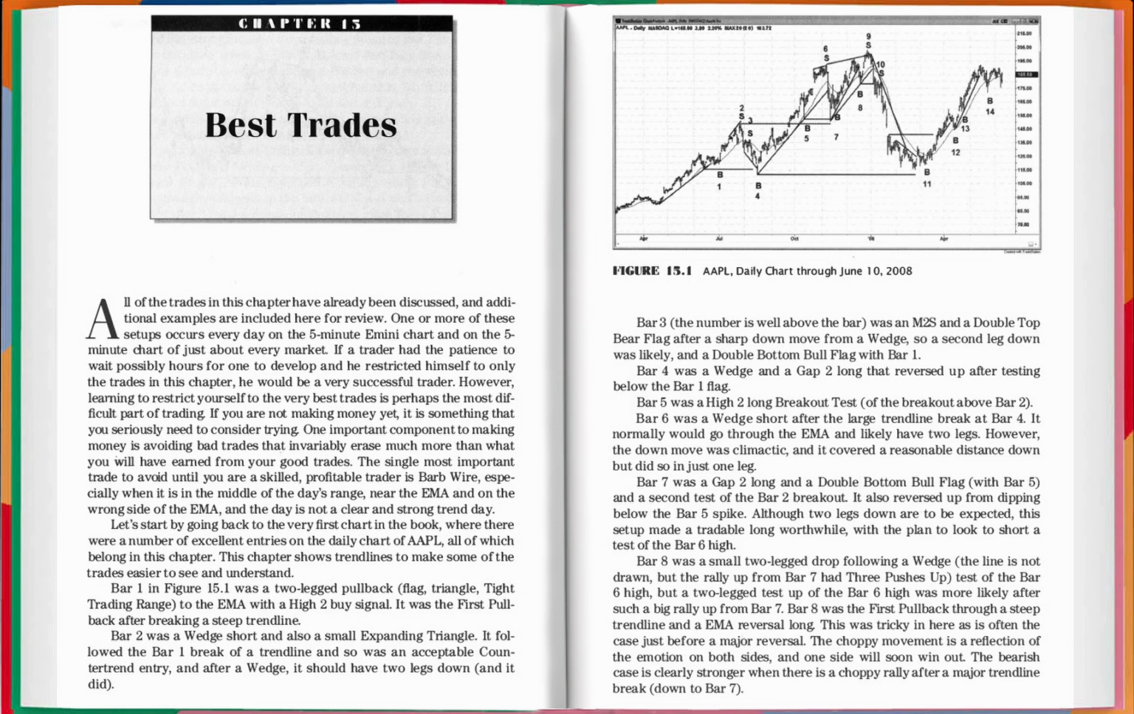The single most important trade to avoid until you are a skilled, profitable trader is barbed wire, especially when it is in the middle of the day's range, near the EMA and on the wrong side of the EMA, and the day is not a clear and strong trend day.